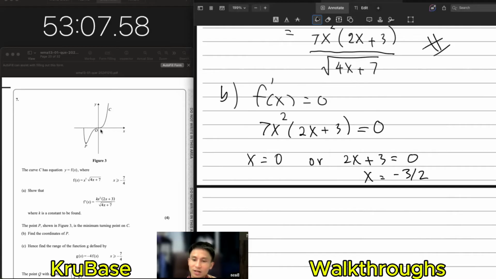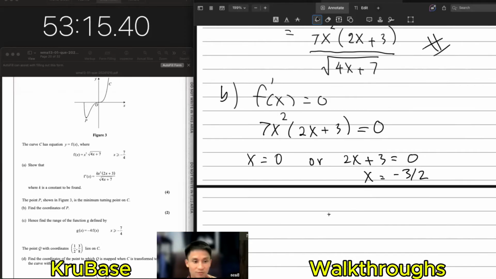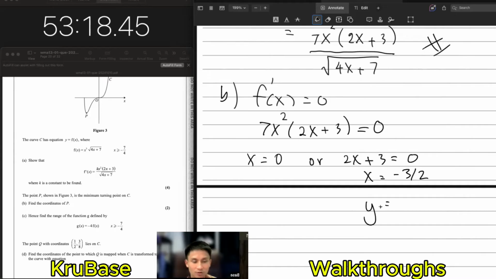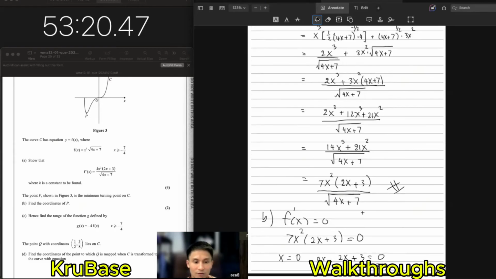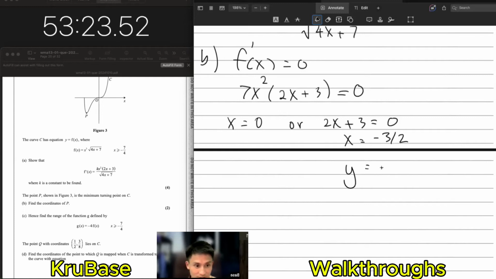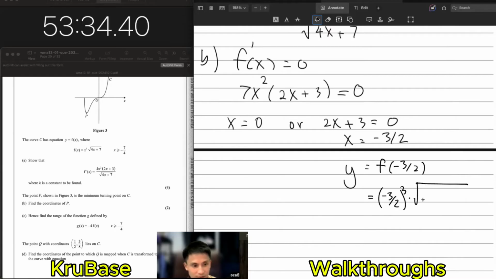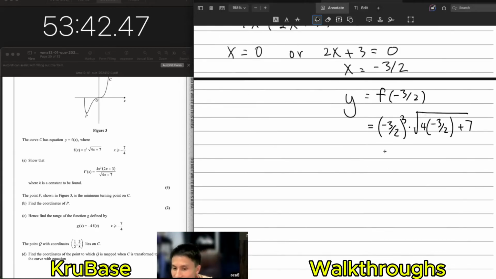So x equals 0 is already the inflection at the origin, but we want P instead, right? So we want to find the coordinates of P. That means we need to find the y value as well. For the y value, we put x into the original function, which is f of minus 3 over 2. So it's going to be minus 3 over 2 cubed, times the square root of 4 times minus 3 over 2 plus 7. I'm going to need a calculator for that, but do we need to find exact? We don't, but can we?